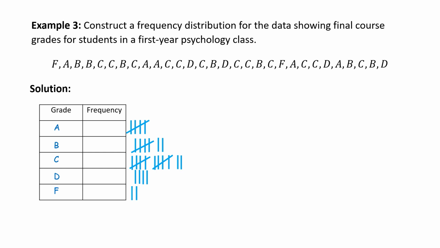Now count those up. For A, there's 5. For B, I've got a bushel of 5 and 2. So that's 7. For C, I've got 2 5s and a 2, so that would be 12. There are 4 Ds and 2 Fs. That is the distribution of the grades for this first-year psychology class.